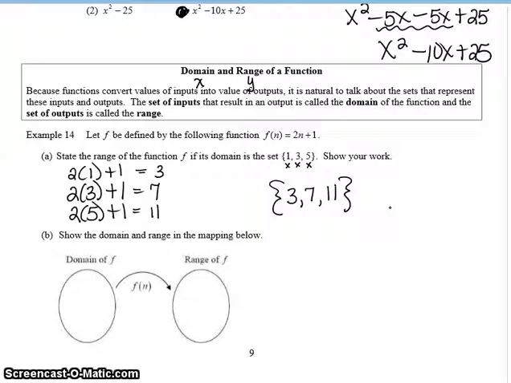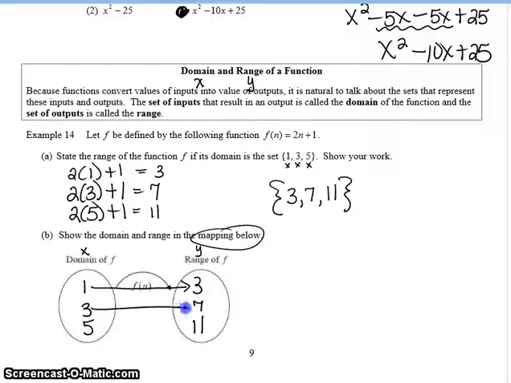Show the domain and range in the mapping. Okay, so basically take all your x values, your 1, your 3, your 5, those are your inputs, or your x values. And what did you get out when you substituted them in the input? Your outputs were 3, 7, and 11. Now it does say mapping, so you basically say 1 maps to 3, 3 maps to 7, and 5 maps to 11. So there's my mapping.